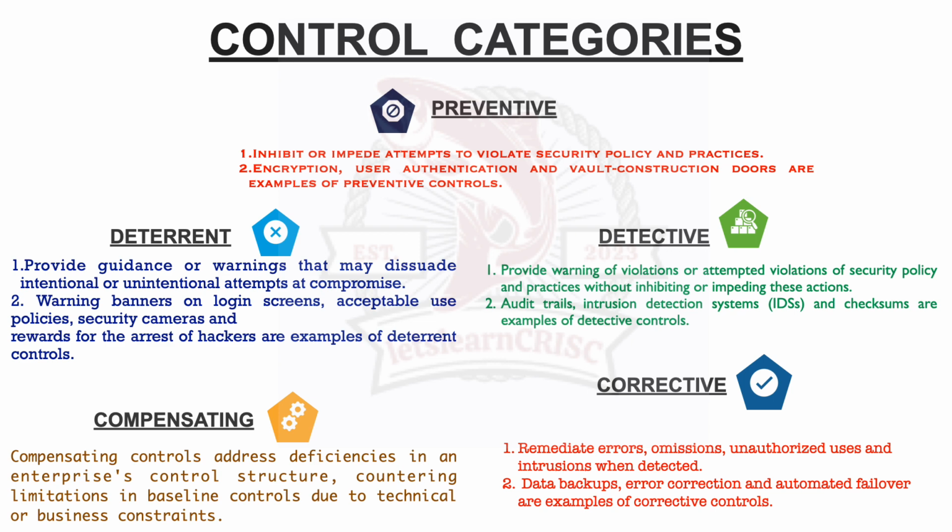Friends, corrective controls are designed to address and rectify errors, omissions, unauthorized uses, and intrusions that have been detected. Examples of corrective control include data backups, error correction, and automated failover systems. These measures are implemented to respond to identified issues promptly and effectively. Data backup helps to recover information in the event of loss or corruption. Error correction mechanisms fix mistakes, and automated failover systems ensure the continuity of operation in case of system failure. Friends, corrective control plays a crucial role in minimizing the impact of a security incident and restoring normalcy in the face of disruption.